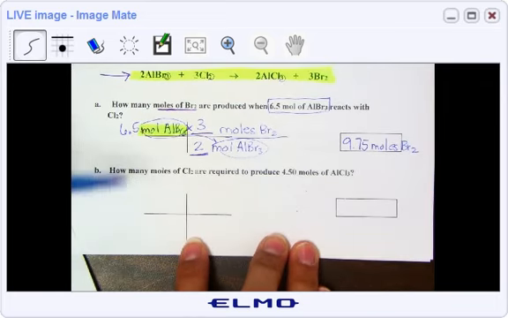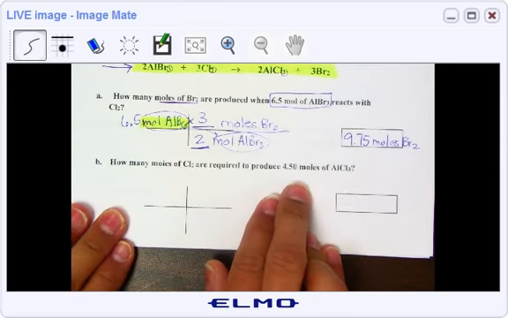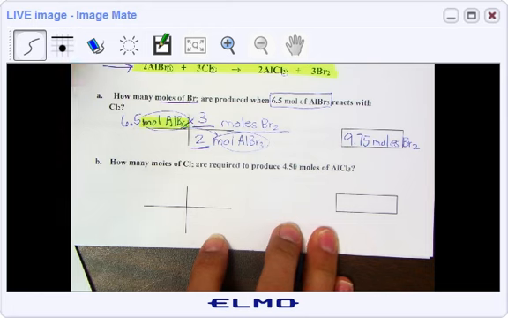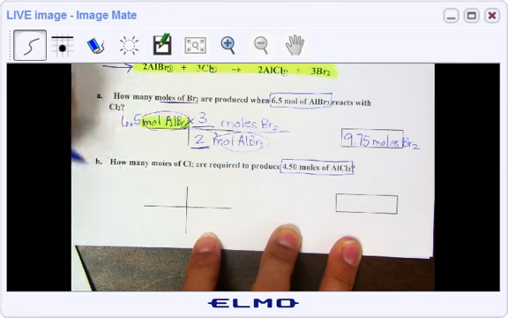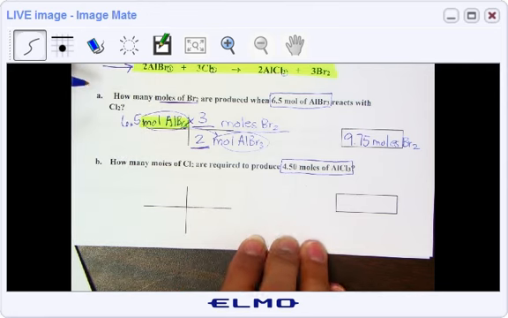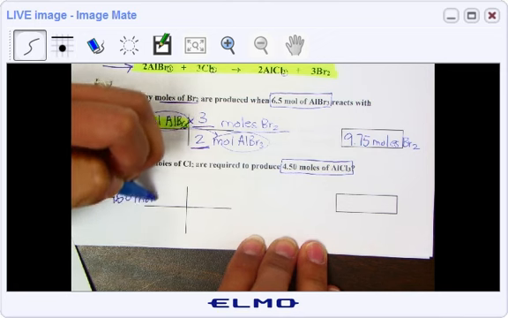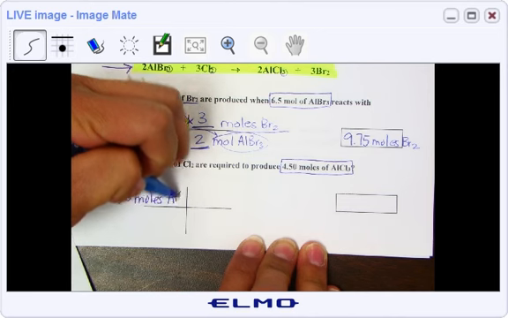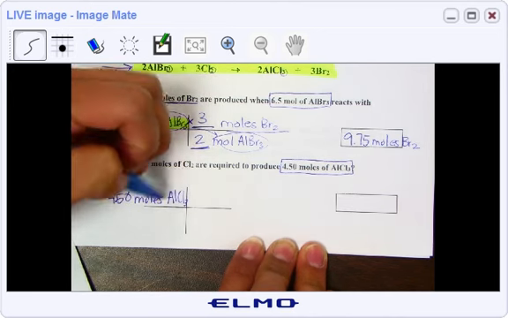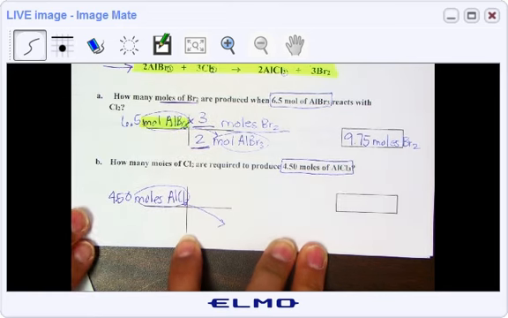Next, it's asking you how many moles of Cl2 are required to produce 4.50 moles. Okay, you really don't have to read the question at all. You need to identify what you are given. That's the number given, and it always goes in your top left-hand box. Do not leave it like this. You need to include moles of what? Because if that's what's here, then you know what's going to go down here. Moles of AlCl3.